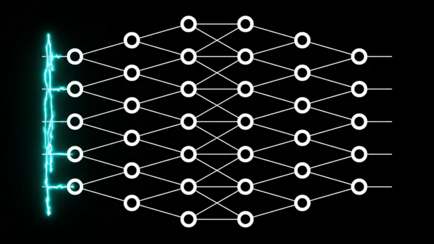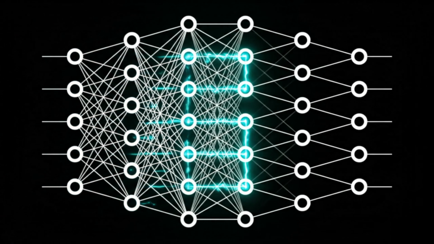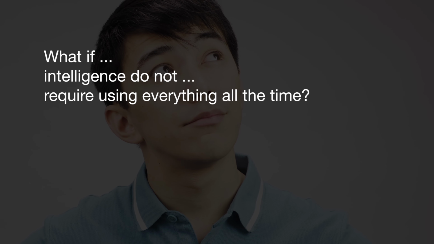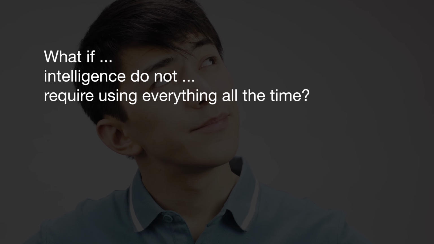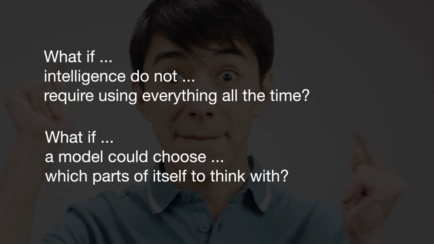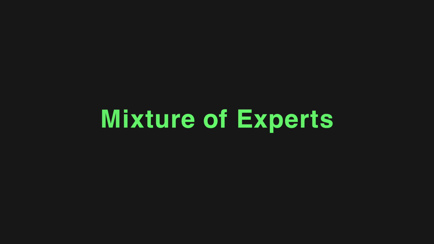Imagine trying to solve every problem by activating every neuron in your brain, all at the same time. That's what early large language models do. Every token, every layer, and by activating every parameter. It works, but it doesn't scale forever. But what if intelligence didn't require using everything all at the same time? What if a model could choose which parts of itself to think with? That question led to a mixture of experts.